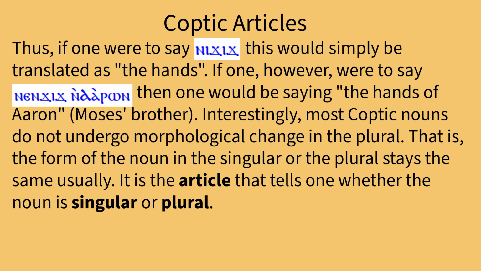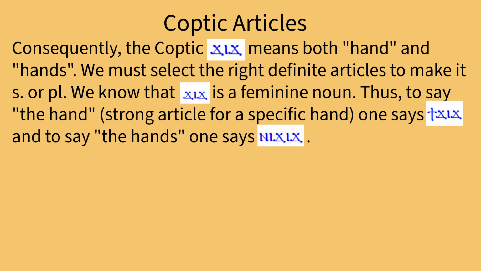Interestingly, most Coptic nouns do not undergo morphological change in the plural. That is, the form of the noun in the singular or the plural usually stays the same. It is the article that tells one whether the noun is singular or plural. Consequently, the Coptic word jij means both hand and hands. We must select the right definite article to make it either singular or plural. We know that jij is a feminine noun, thus to say "the hand", in this case the strong article for a specific hand, one says dijij, and to say "the hands" one says nijij.